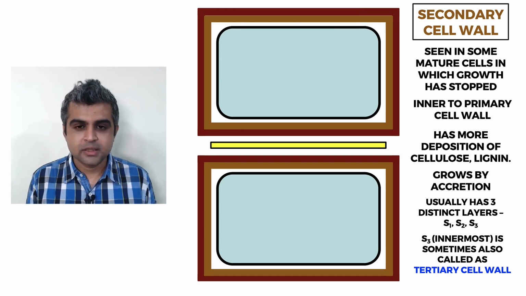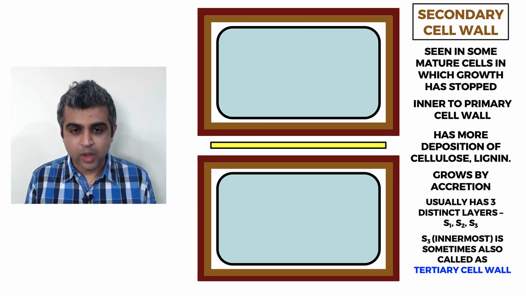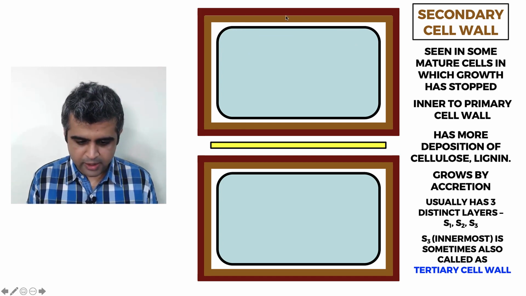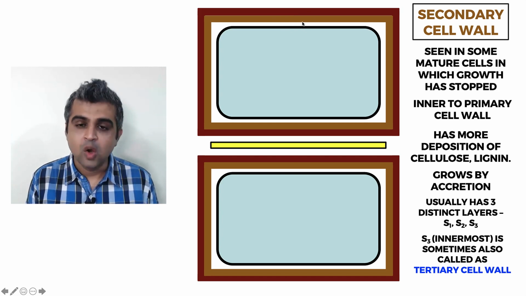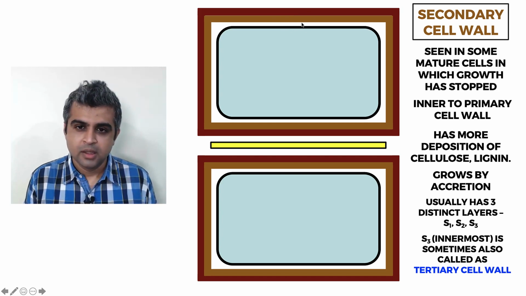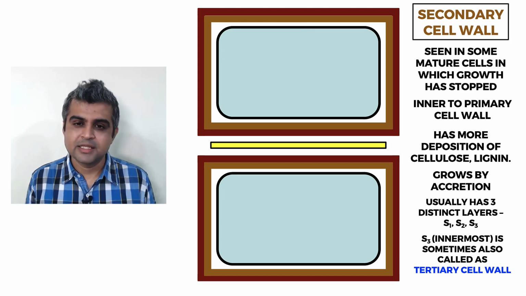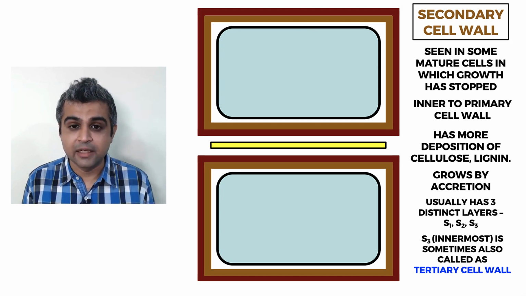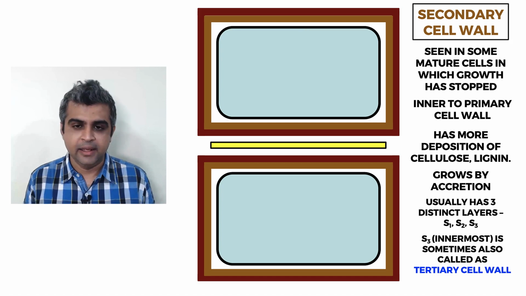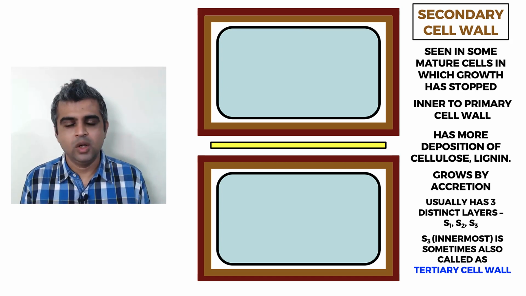Now it is called as the tertiary cell wall because जो S1 S2 है, यहाँ का जो लेयर है S1 और यहाँ का जो लेयर है S2, उससे सबसे अंदर वाला लेयर थोड़ा अलग है, मॉर्फोलॉजी शेप में भी और केमिस्ट्री में भी. The S3 layer has more of compounds called xylans, and because of that it is sometimes also called as the tertiary cell wall.